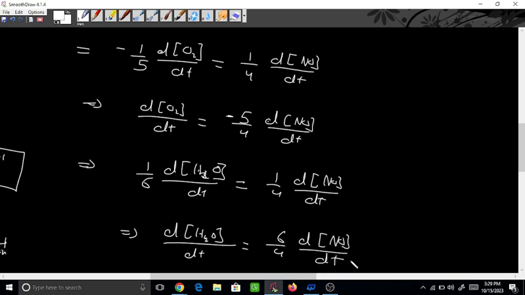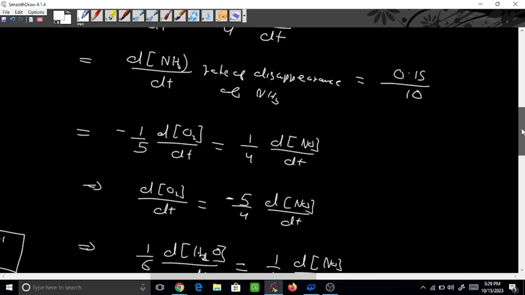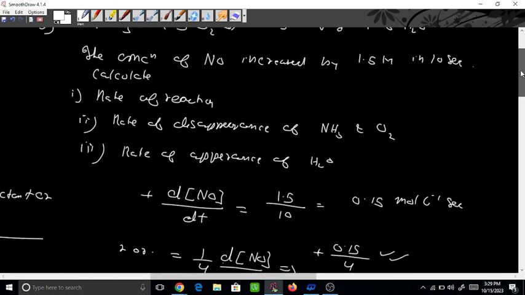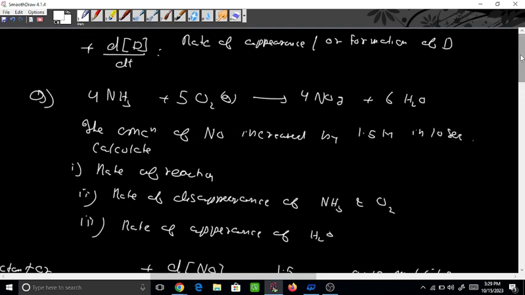dNO/dt. So if they give even one concentration and one time, you can calculate for everything. Any one will give you the rate, because all are equal terms only. The rate of disappearance of this will be equal to the rate of disappearance of that, will be equal to the rate of formation of this. So if you know any one value, you can get the rate of disappearance of this one, or of this one, or the rate of formation of this one, or of this one.